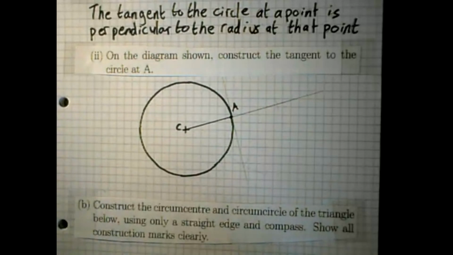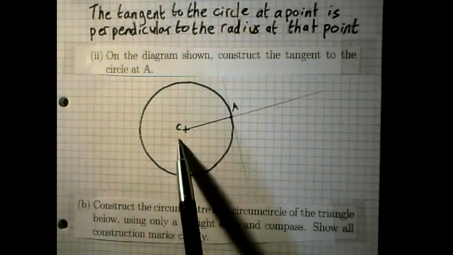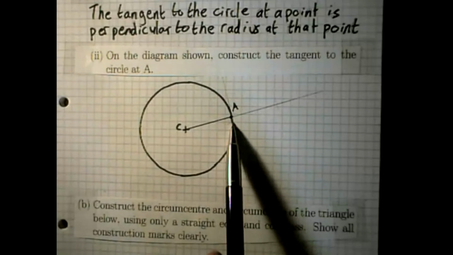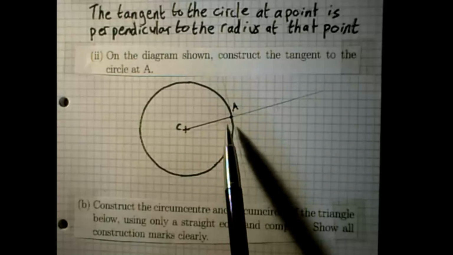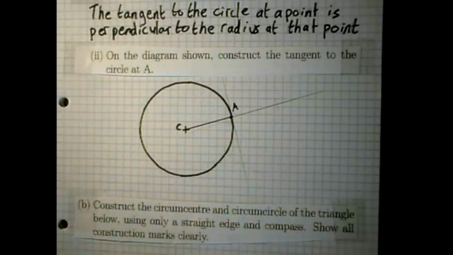In part 2 you're given a circle with 2 points, where C is the centre and A is just a point on the circumference. I've also drawn in the radius, the line between these 2 points, and your question is to construct the tangent to the circle at this point A. Remember then that the tangent at this point is going to be perpendicular to the radius at that point. So what they're asking you to do really is construct a line that is perpendicular to the radius at this point A. Think about what perpendicular means then. See if you can figure out how to draw that perpendicular angle.